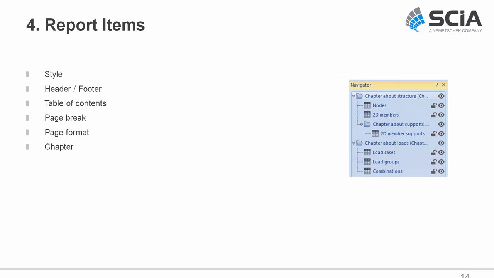The chapter is an item which enables to structuralize the report into chapters. There can be more levels of chapters. Items must be indented under the chapter item to be included in this chapter.